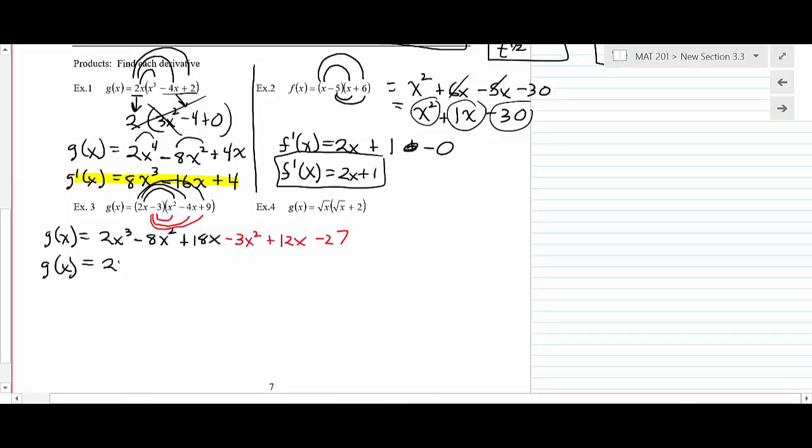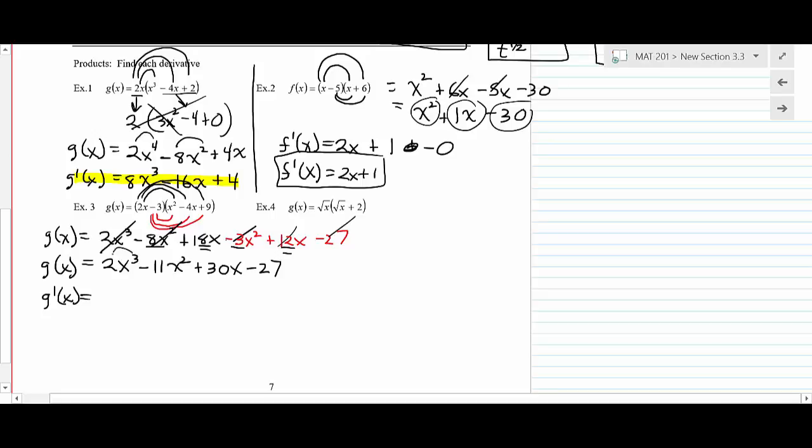So we'd have 2x to the third. These are like terms. The x squareds go together. Negative 8 minus 3 is negative 11x squared. Put the x's together. 18 plus 12 is plus 30x. And then bring down the minus 27. So you have to apply the algebra before you do the derivative. Now we're just doing the basic rules that we learned today. You want to do this very quickly in your head.